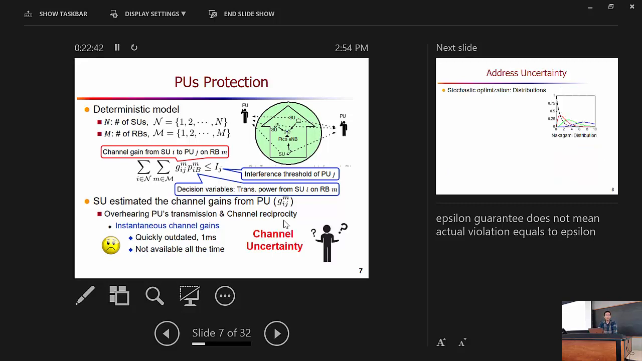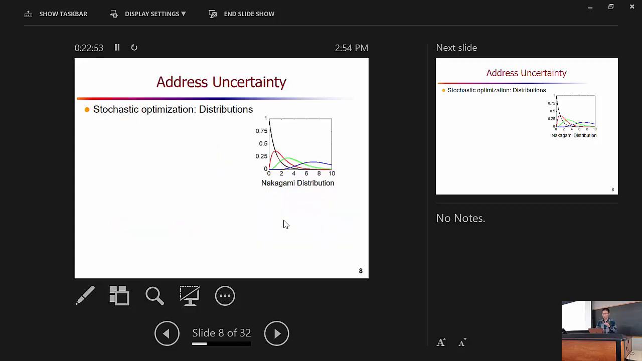What kind of statistic? Like distributions. So what I'm saying is that if the instantaneous channel gain is not known, okay, so your point can be followed this way. How do we address this uncertainty?